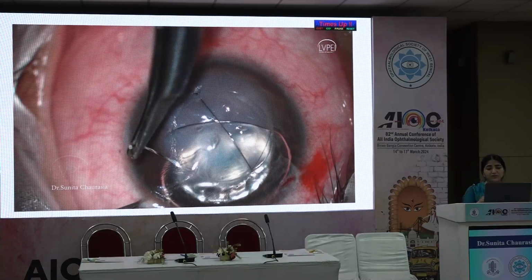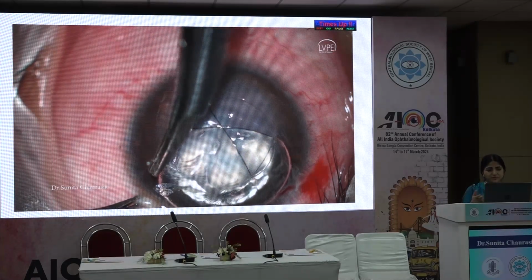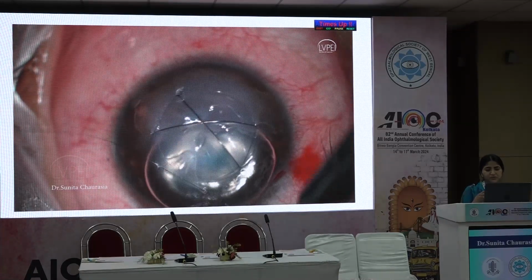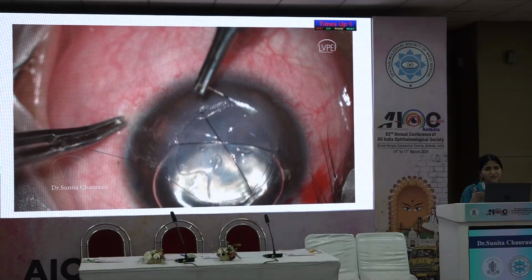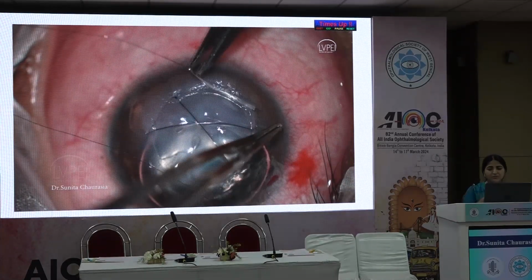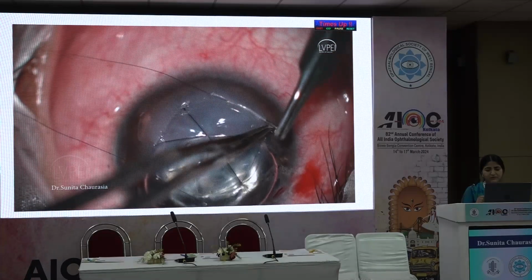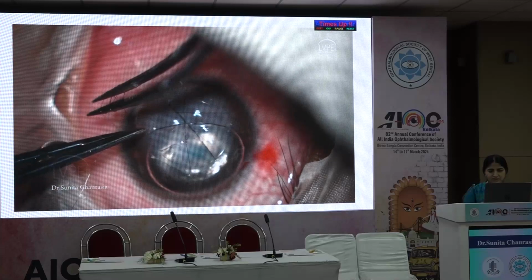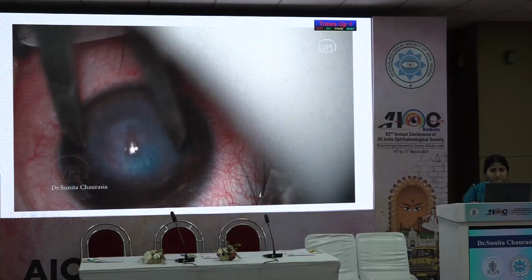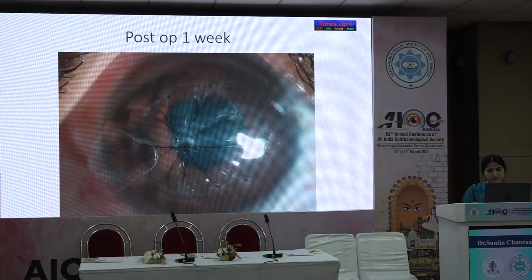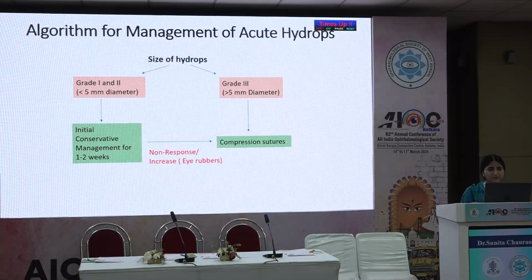Now we can use many other things for this purpose. It could be a Bowman's membrane or anything else which could be used. Somashila sometimes suggested even amniotic membrane, but yes, Bowman's membrane I guess would be a good alternative. But in this case, this was one of the cases where BCL was applied to manage this case, and then subsequently on day 1, this was the picture, and this is the 1 week picture where we removed the sutures early in this patient. But this is the algorithm for management.